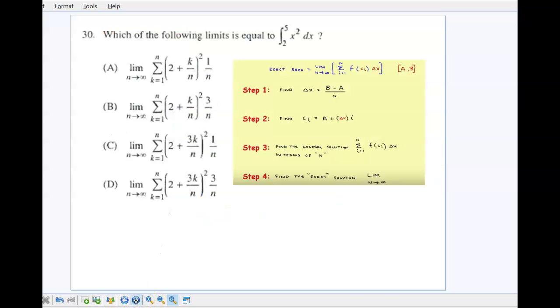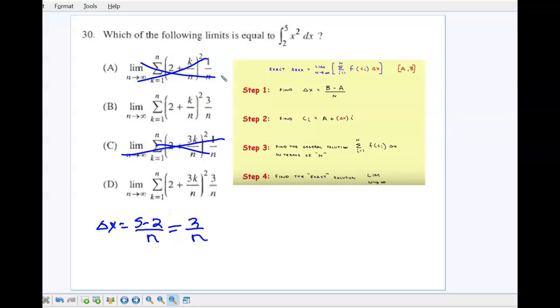Okay, this is an actual multiple choice question from one of the AP practice tests, and they're giving us the integral, and they want us to write this as a limit. So again, I would find delta x, b minus a over n, so it's going to be 5 minus 2 over n, which is 3 over n. So right away, we can eliminate those two because delta x in those is 1 over n.